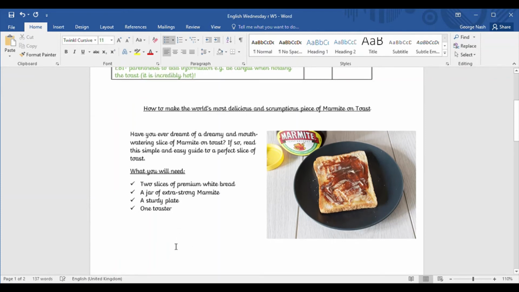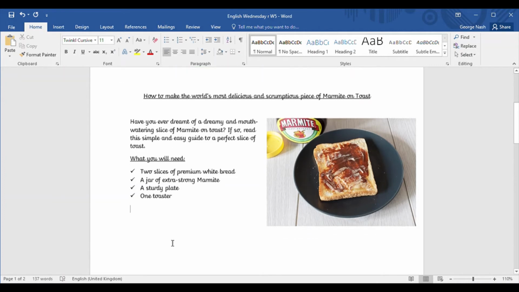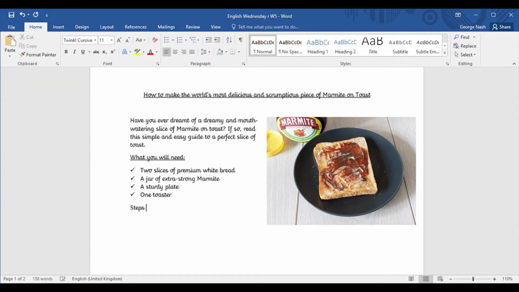That will do nicely. Now, I will also need a little thing here. So what you will need, that's fine. Steps to follow. Okay, now here we need another underline here. And this is where we start our instructions.